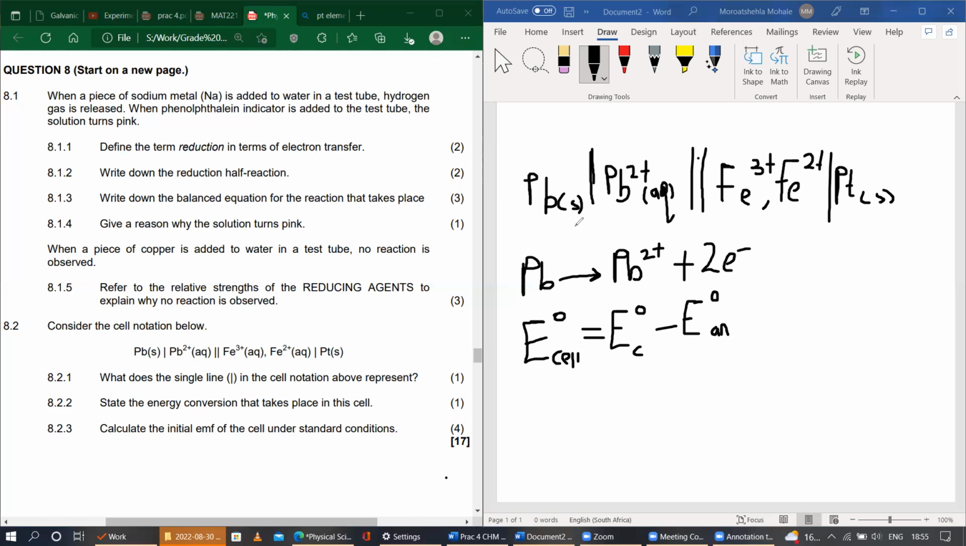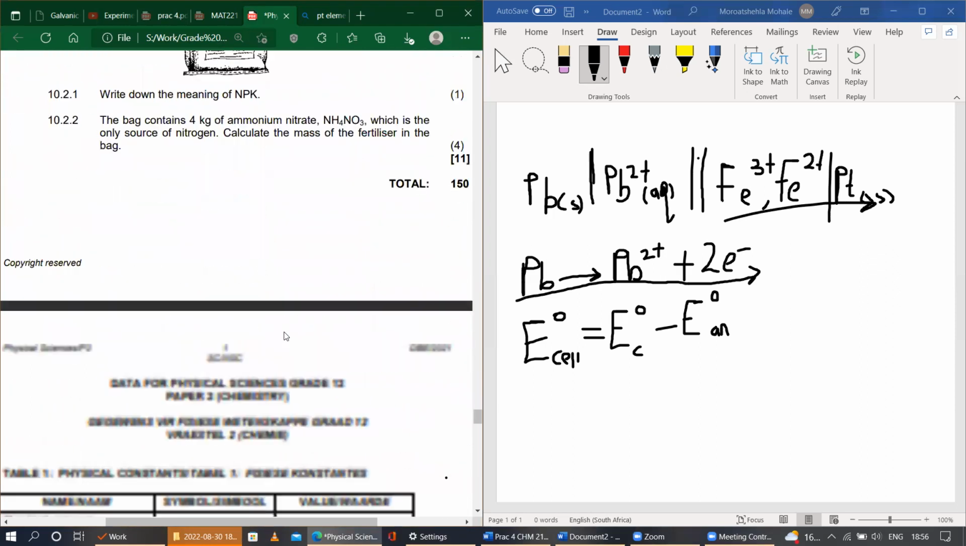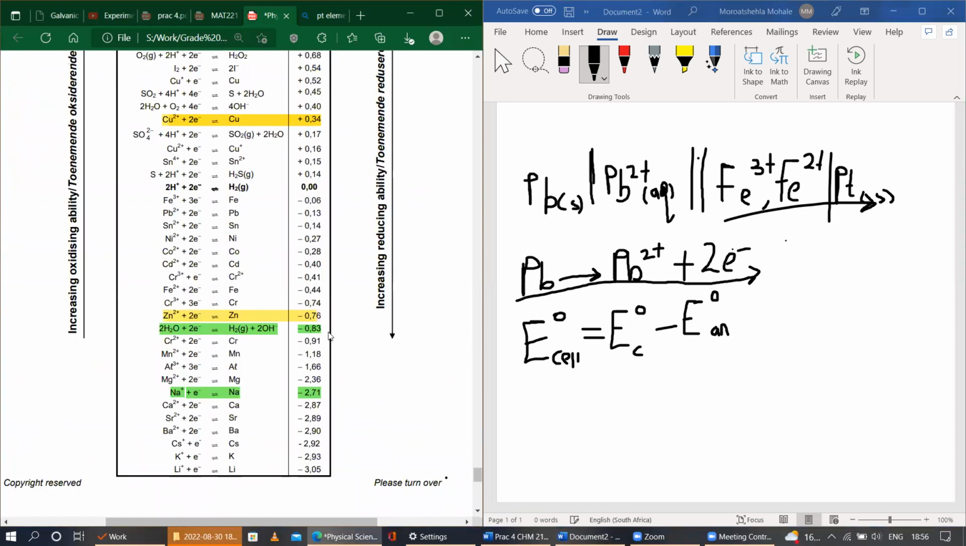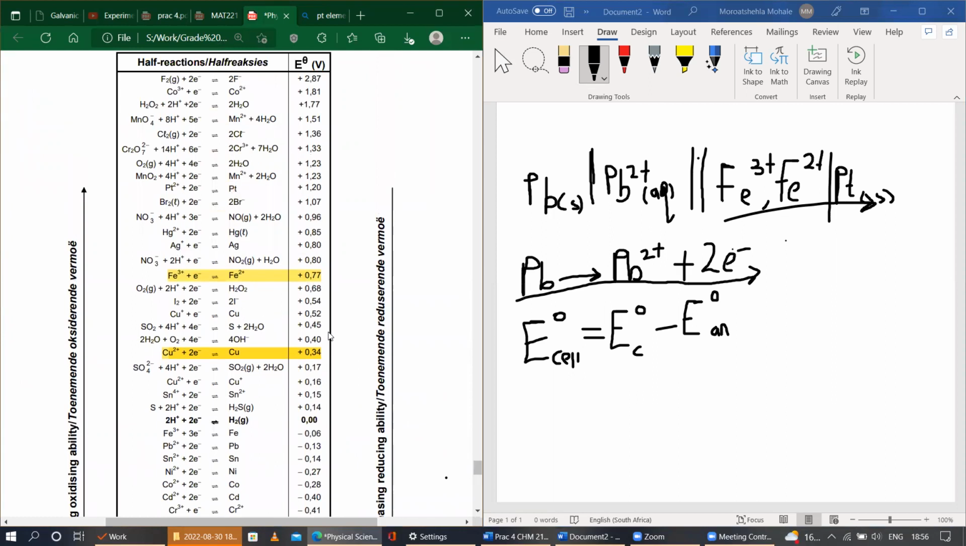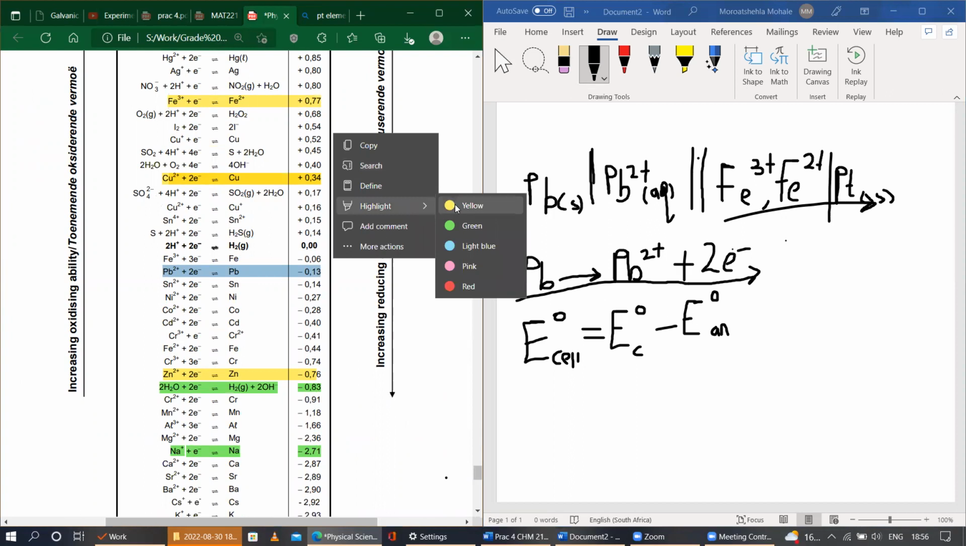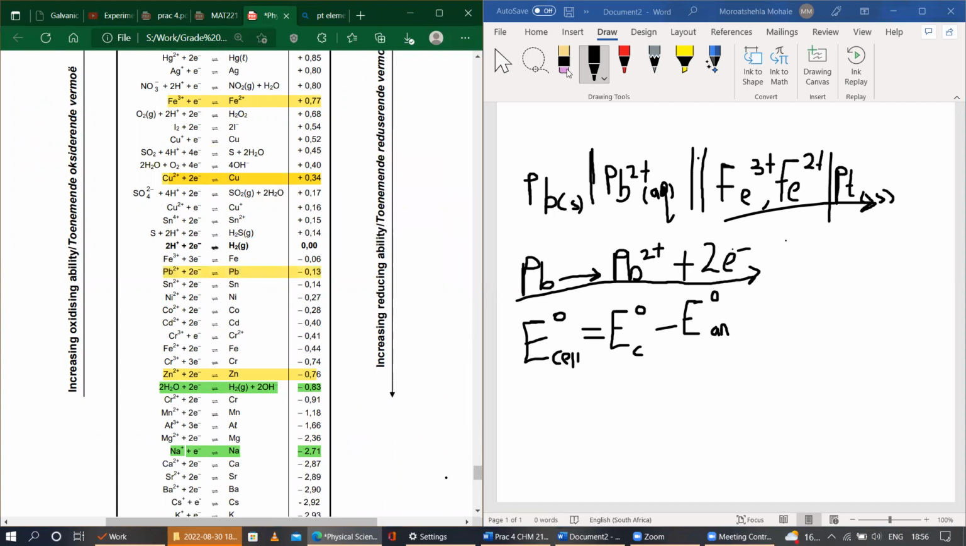From this we know that lead is going to be oxidized. So lead is our anode. And from this information, iron is turned into platinum, so platinum is going to be reduced, making platinum our cathode. So all we have to do is go back to the table. They usually give you an extra mark for showing that this is not reduced, it's oxidized, and for changing the sign in front of the reaction. So where's lead? Down here we have lead, but this is the reduction reaction, so we have to change it to an oxidation reaction.